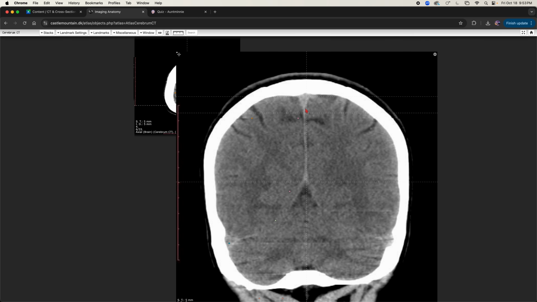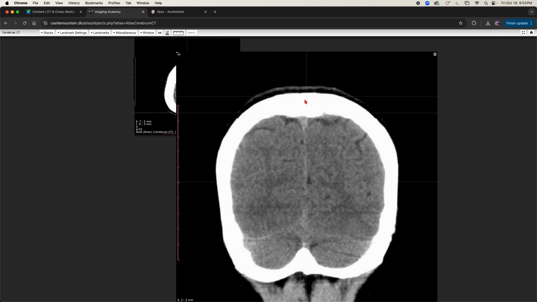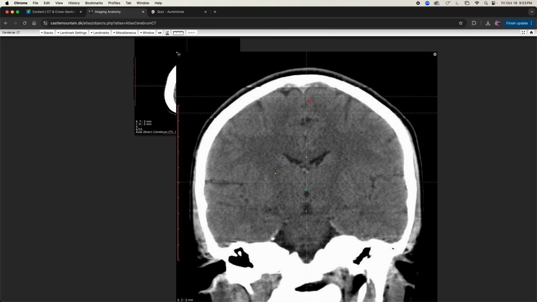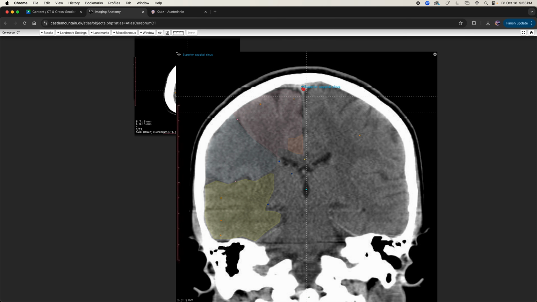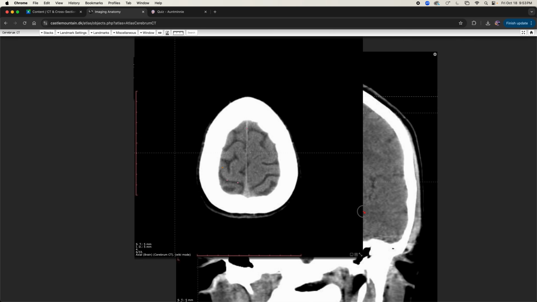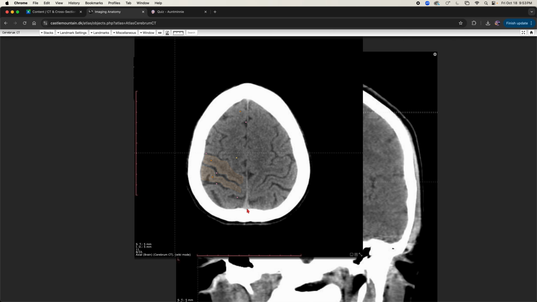Some other thing that you should know is the sagittal sinus. Superior sagittal sinus is here. That's where the separation of the right and left hemispheres. So you can see that right there, superior sagittal sinus. You can see that all along the axial image too, right along here, superior sagittal sinus.